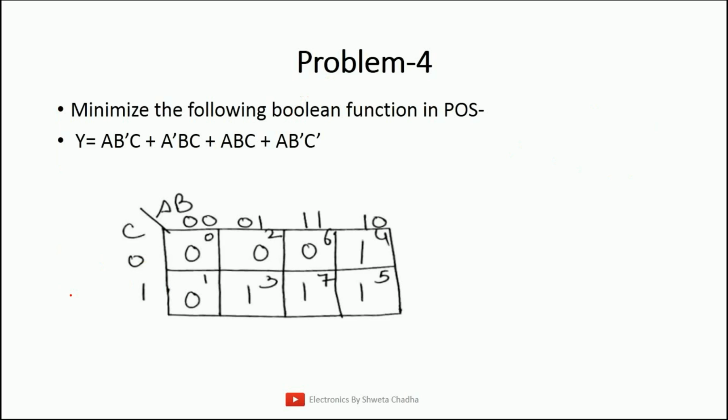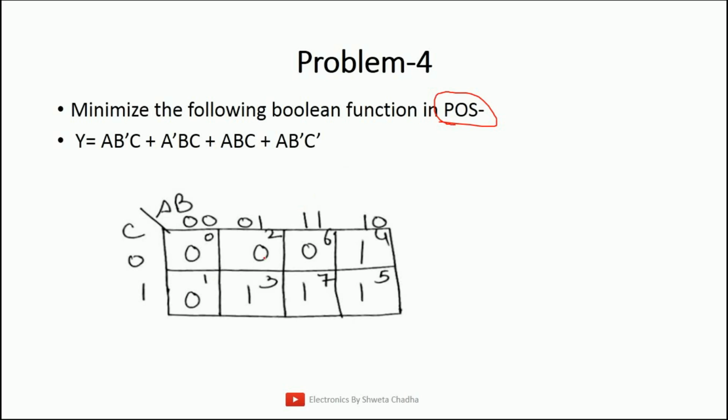Next, again the same problem. But now for this problem, the change I have mentioned over here. Now we have to write down the answer in POS, that is product of sum. As already discussed, in POS, we are supposed to go for the groupings of 0 instead of 1. So let us start making the grouping of zeros now.